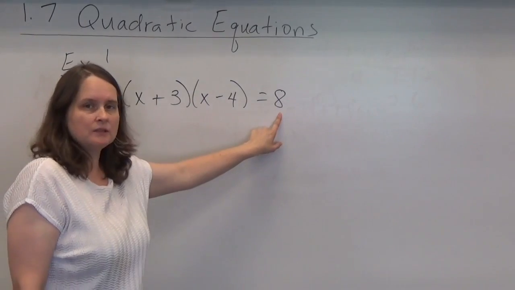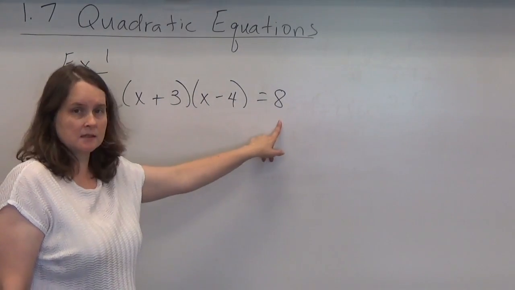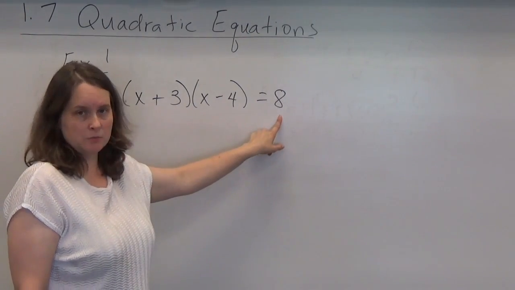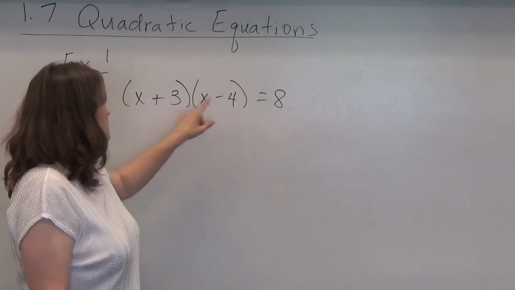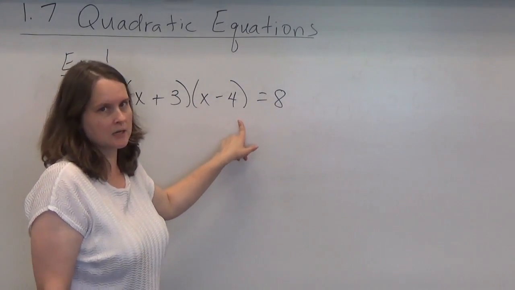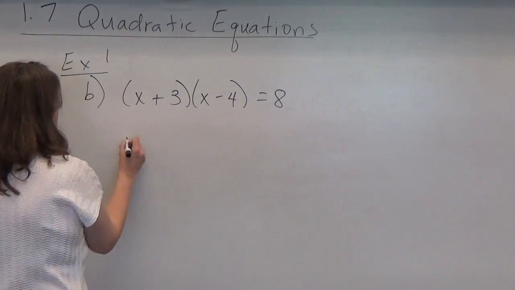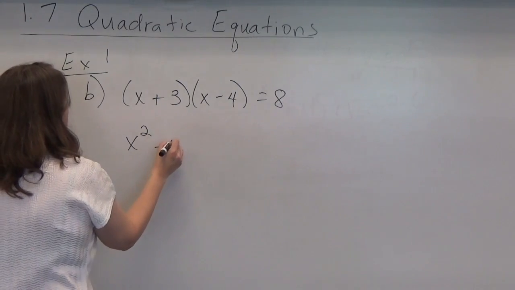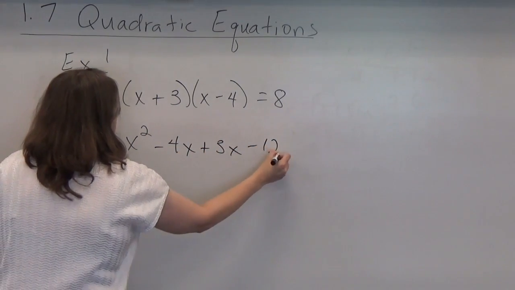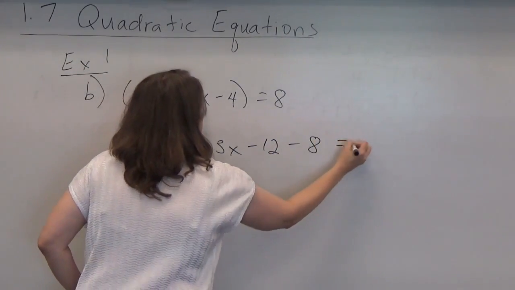If you do not have a 0 here, you've got to go back and do some work so that you can get 0 there. So we can certainly go ahead and subtract 8 on both sides. We also need to FOIL this out, combine like terms, and then factor it again. So let's go ahead and FOIL this. That'll give us x squared minus 4x plus 3x minus 12. And I'll subtract 8 on both sides. So you've got minus 8 equals 0.